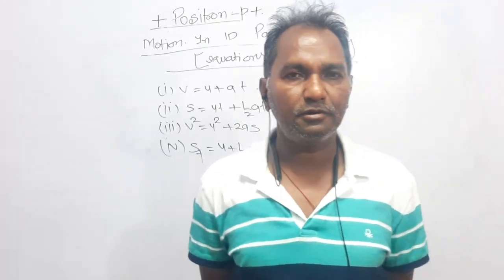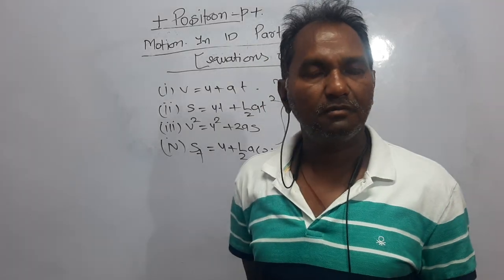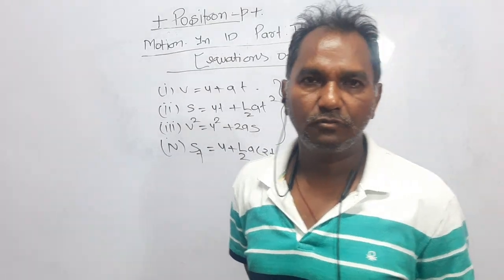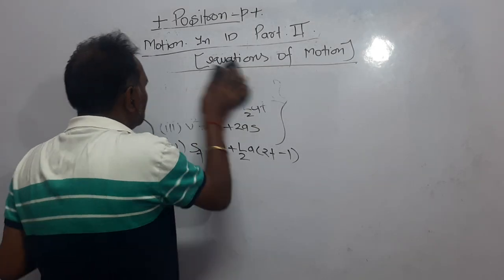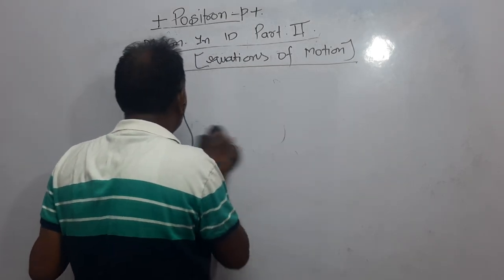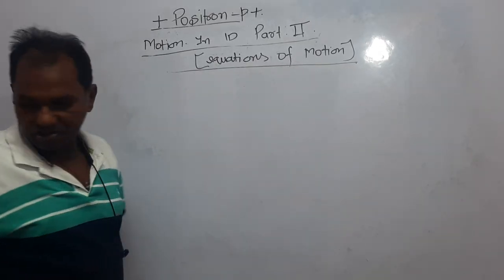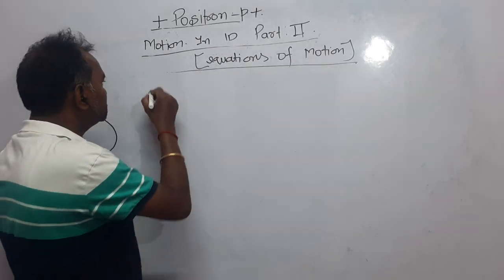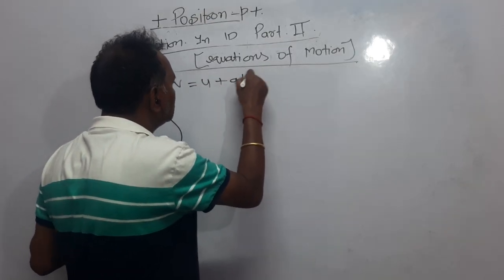Graph is very important. We will discuss the equations and we will plot the graph also, one by one. Let's prove one by one. Dear students, first one is v = u + at. That we have to prove.